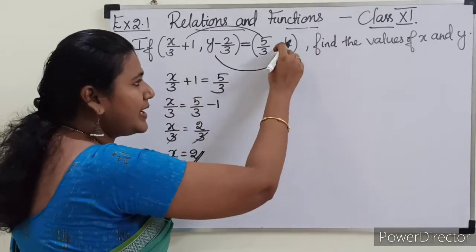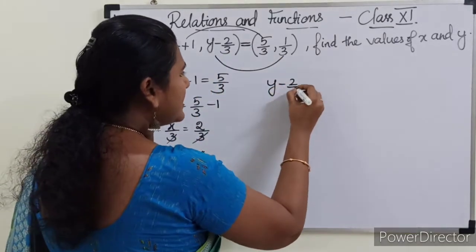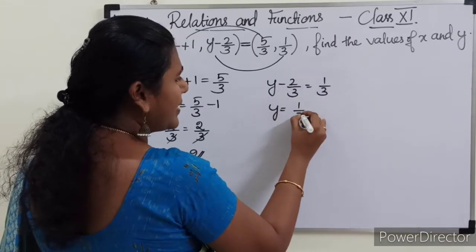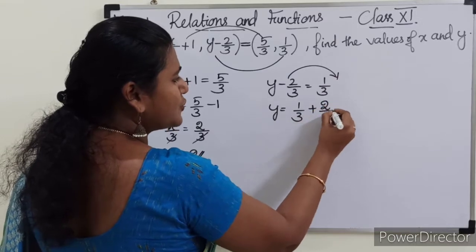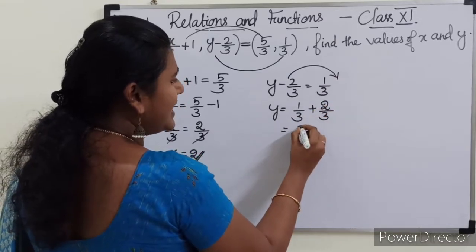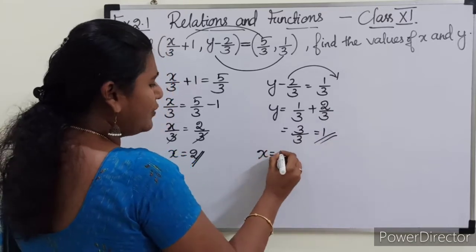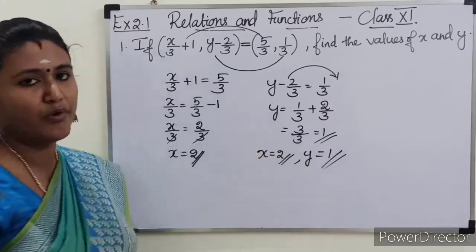Similarly, we can equate the second element, that is y minus 2/3 is equal to 1/3. So y is equal to 1/3. This will go to the right side, so it will become plus 2/3. So 3/3 which is equal to 1. So the value of x is equal to 2 and y is equal to 1.